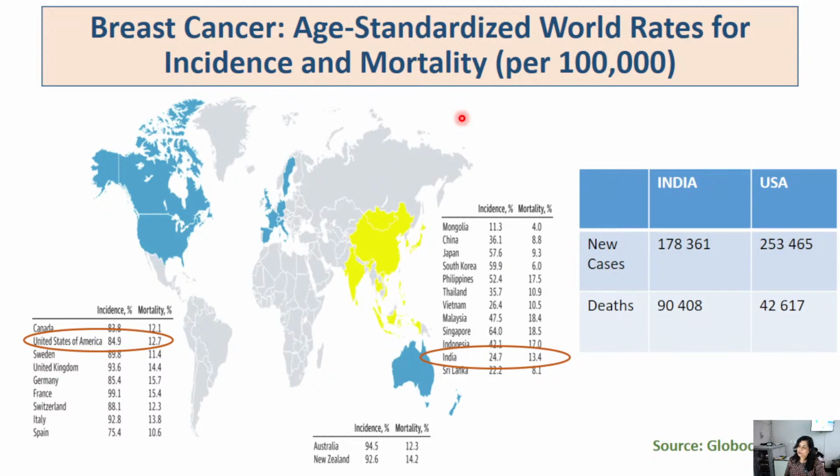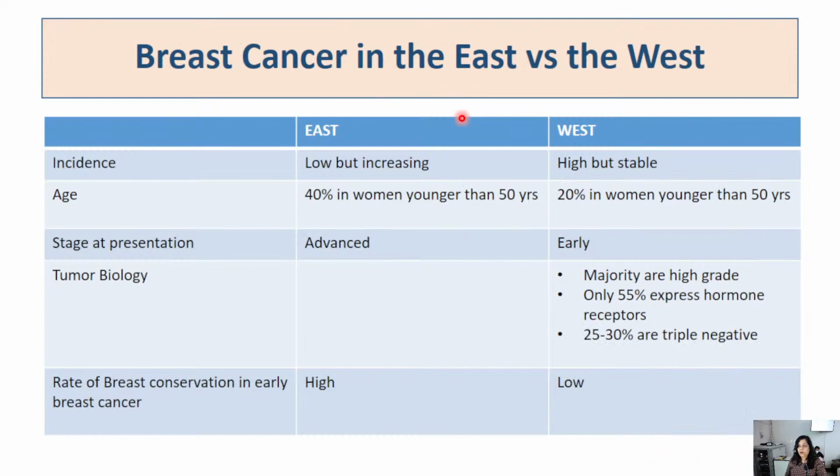We have big numbers of new cases every year, and the sad part is that a lot of them die, whereas in the USA, the mortality rate is very much low. Why is it so? Because the breast cancer in the East and the West is different. If I compare the incidence in the East, though the incidence is low, it is increasing sharply. Whereas in the West, though it is high, it has now reached stability.